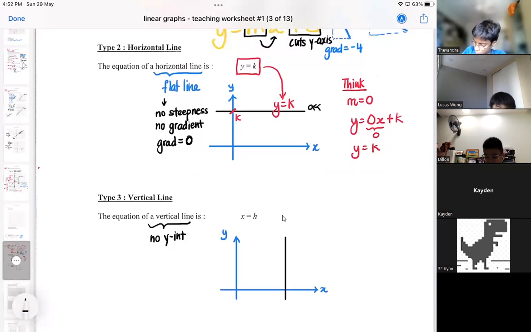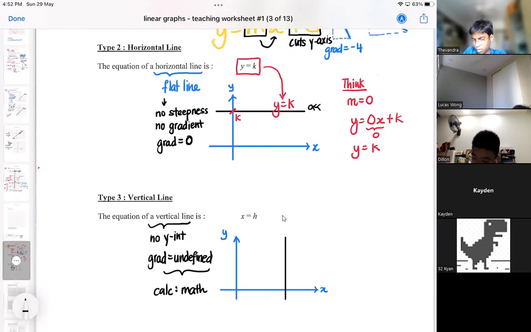So what about the gradient? In this case, the gradient is undefined. Later on, we will show the undefined. Undefined means on your calculator, it shows a math error. It will really show a math error later on when I teach you how to calculate. Because the vertical line doesn't cut the y-axis, it cuts the x-axis. That's why it has a special name, x equal to h, depending on where it cuts. If it cuts at 5, then it will be x equal to 5.